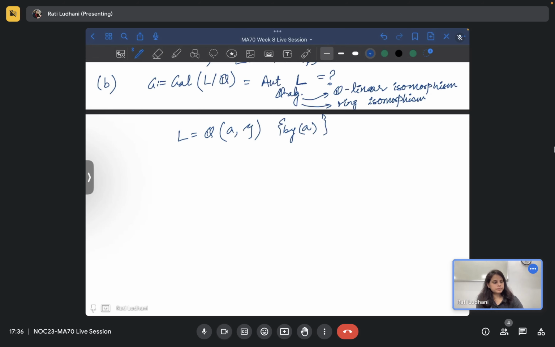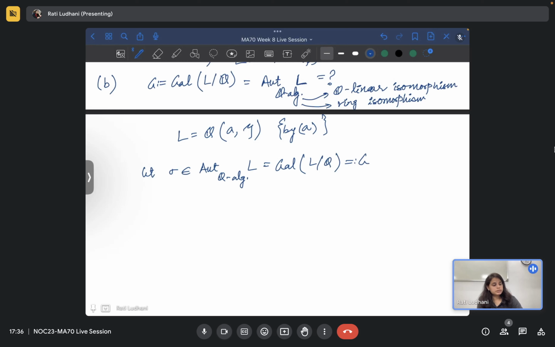So right now we have to define what all the automorphisms are. An automorphism is a map from L to L. Let's denote a typical element of the automorphism group by sigma. Let sigma belong to Aut(L), or equivalently we can write G, as it is given. Okay, sigma belongs to G.